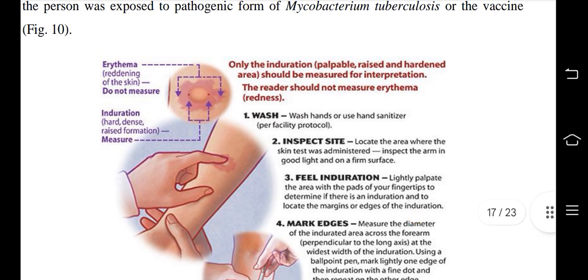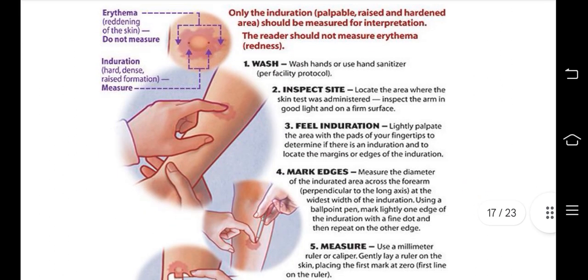Then mark edges. Measure the diameter of the indurated area across the forearm, perpendicular to the long axis, at the widest width of the induration. Using a ballpoint pen, mark lightly one edge of the induration with a fine dot and then repeat at the other end.